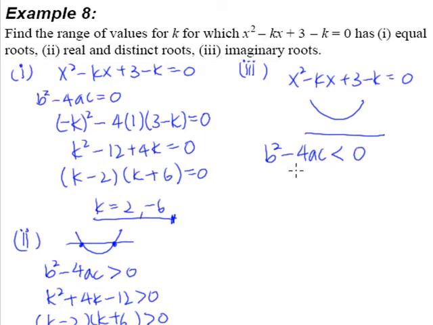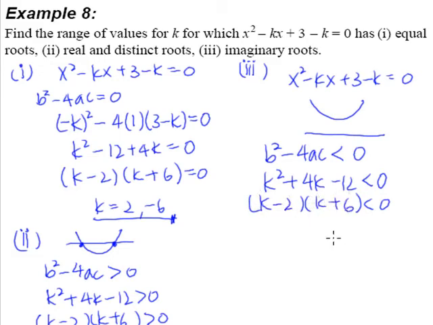We have worked out our b squared minus 4ac since part 1. You realize that we recycle the same expression time and again, so we're going to do that once more. So b squared minus 4ac will be k squared plus 4k minus 12 being less than 0. Again, we factorize, and you may notice that we actually did the factorization for the second part. So it's actually k minus 2 and of course k plus 6. The only difference here is that we're going to have the parts that are less than 0.